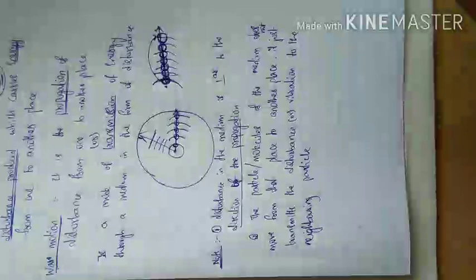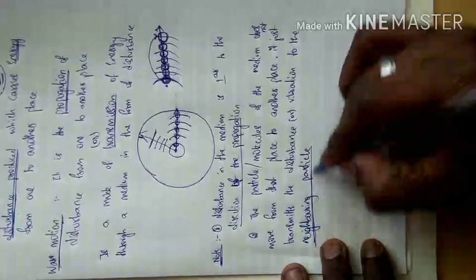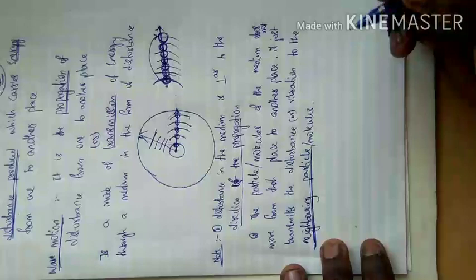The particles or molecules of the medium do not move from one place to another place. They just transmit the disturbance or vibrations to the neighboring particle. This is a very, very important note. Always keep it in mind. Is that clear? Now, you know what is a wave and what is a wave motion.